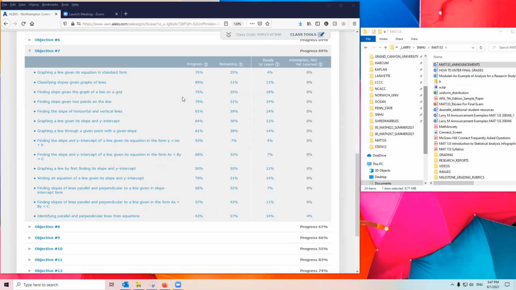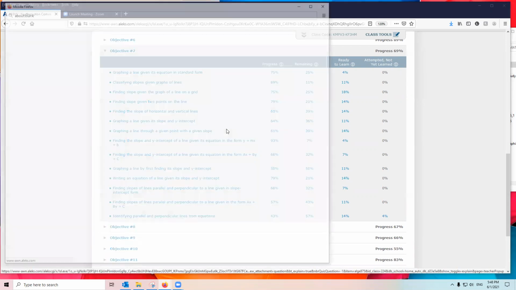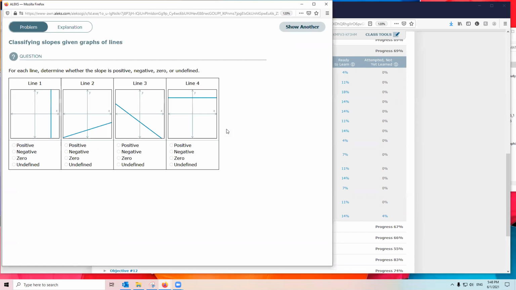I'm recording a video for MATH022, and I wanted to go over some topics from Objective 7. This has to do with finding slopes of lines. So let's get started and do a few topics. Let me come to this topic that asks you to classify the slopes based on what the line looks like.